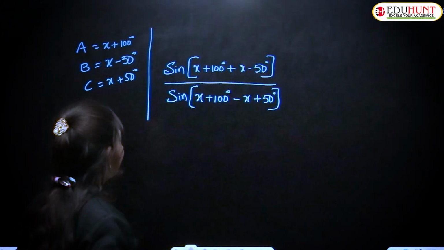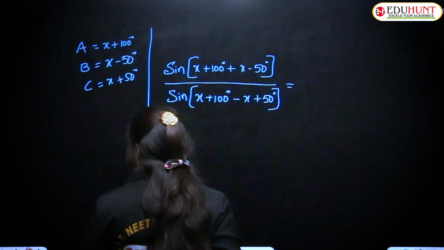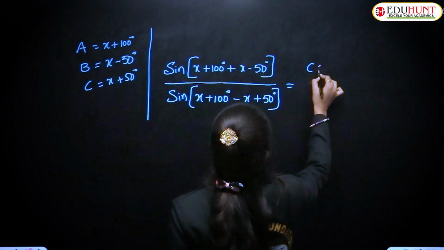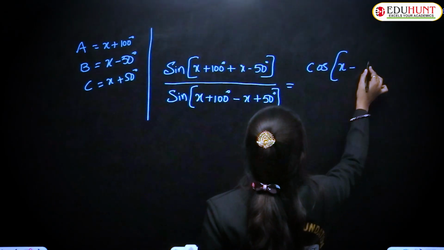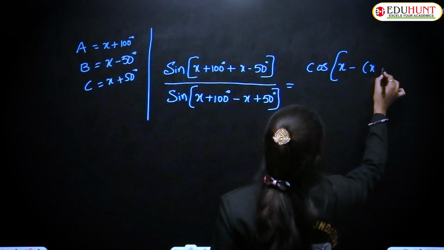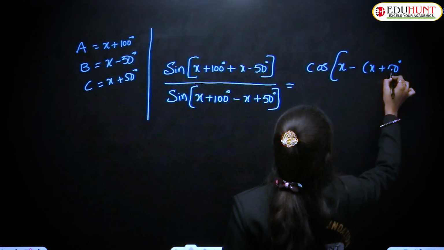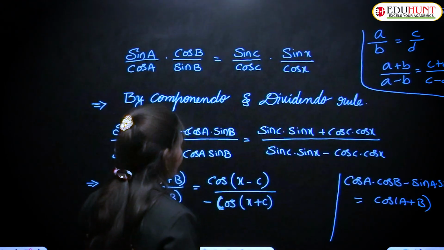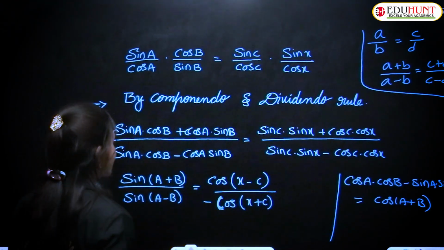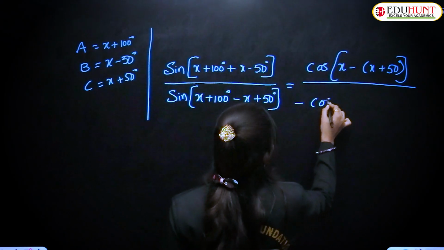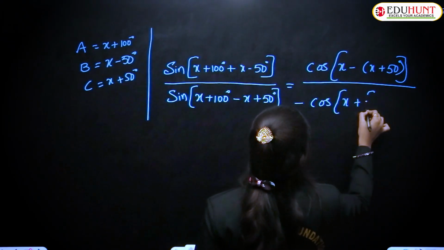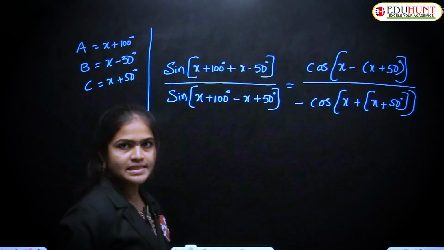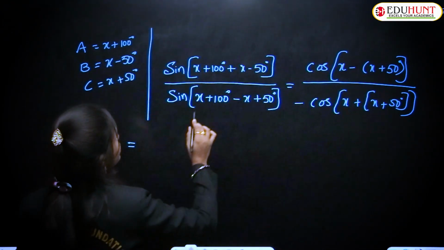Understand? Okay, a minus b, which is equal to cos of x minus c, so cos of x minus c is equal to x plus 50. Whole by, here we are having minus cos of x plus c, and cos of x plus c is equal to x plus 50 degrees. Understand? Now simplify this. Any cancellations?